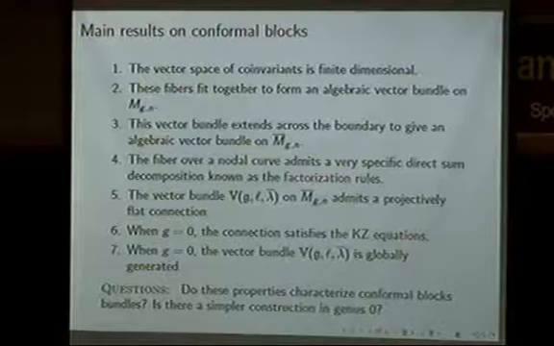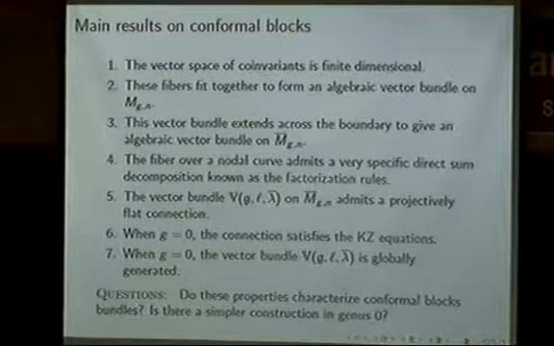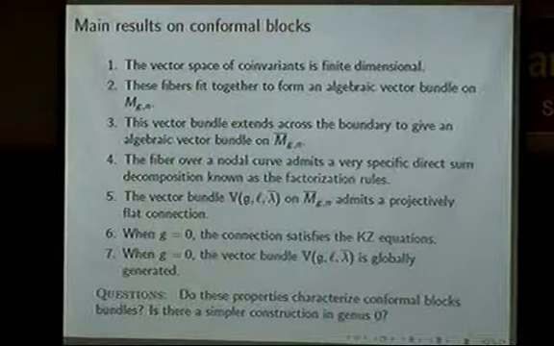And then once again, in genus 0, we know that these are globally generated, and I think there are a lot of clues that there might be a much simpler construction, avoiding this whole infinite dimensional construction due to Tsuchiya, Yamada, and Ueno.